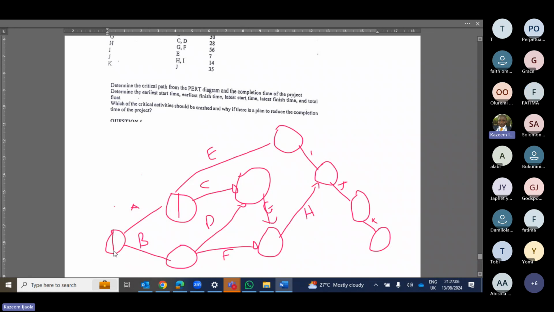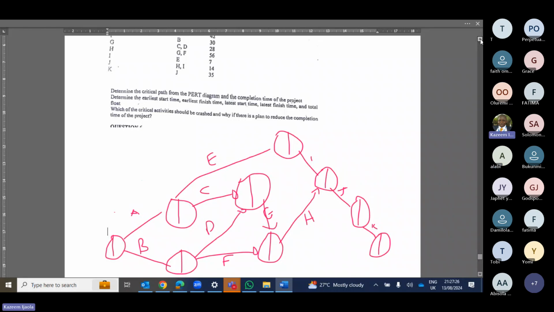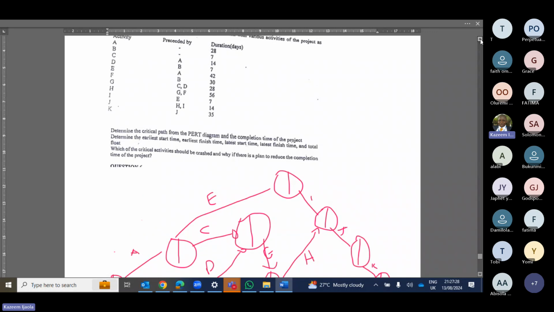So I will divide this into two. Just slide this into two, like this. Please divide everything into two. Okay, so let's insert our durations now. Please, you can also speak if you have a very quiet background.